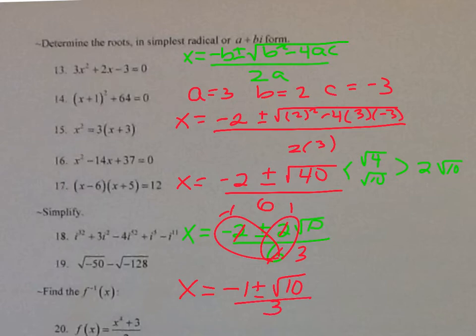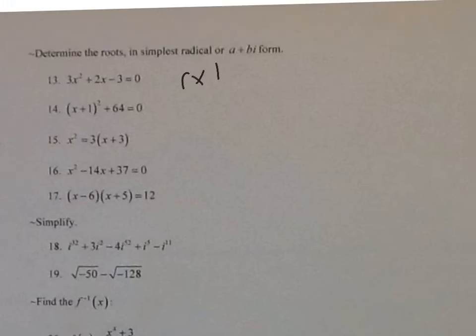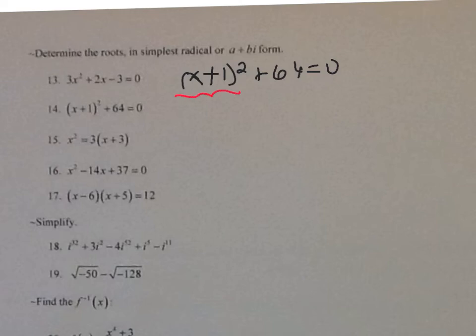All right, let's take a look at number 14, which is x plus 1 squared plus 64 equals 0. When I see that, I realize this is kind of like the start of complete the square. This number just happens to be on the wrong side. So let's move that constant over. Now I have x plus 1 squared equals negative 64. So I can solve it right from here.